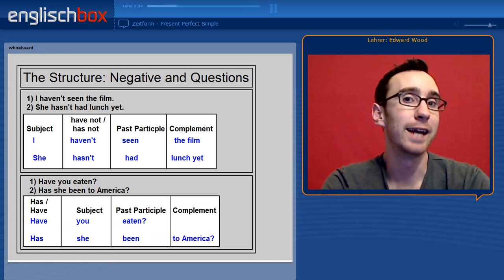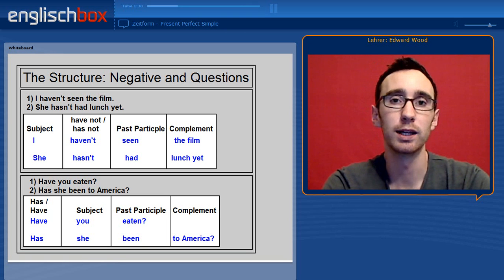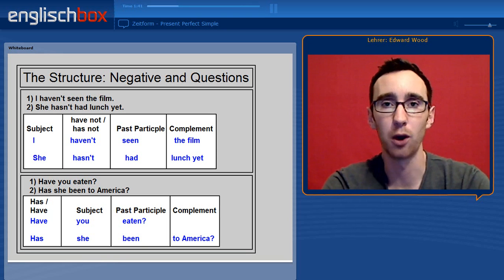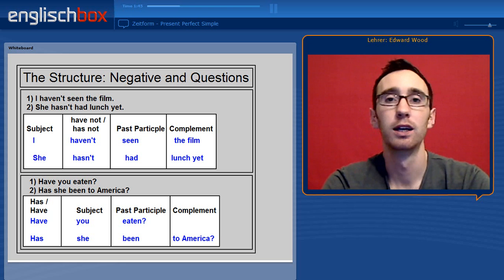What about in negative? To make this sentence negative, all you have to do is add not to the auxiliary verb have. So have becomes haven't, and has becomes hasn't.